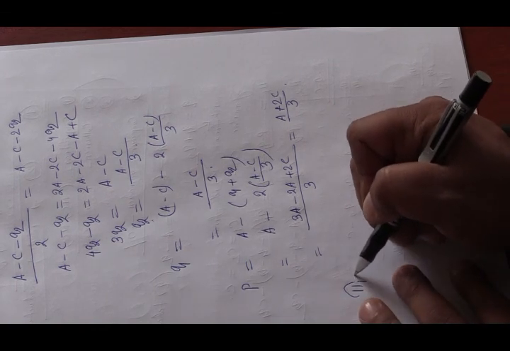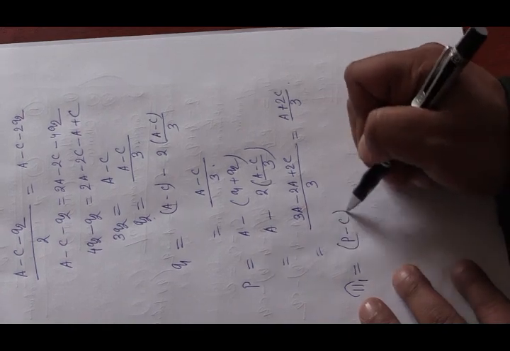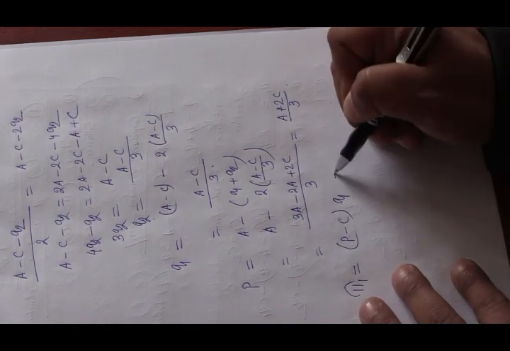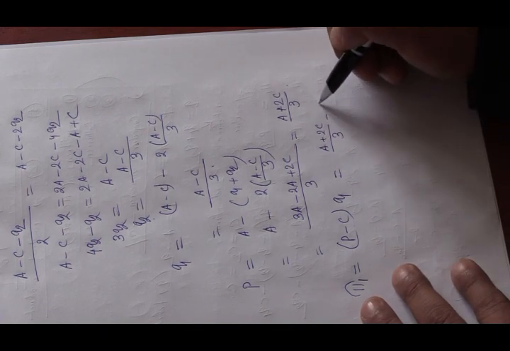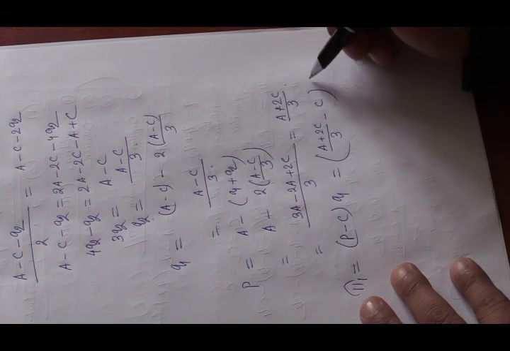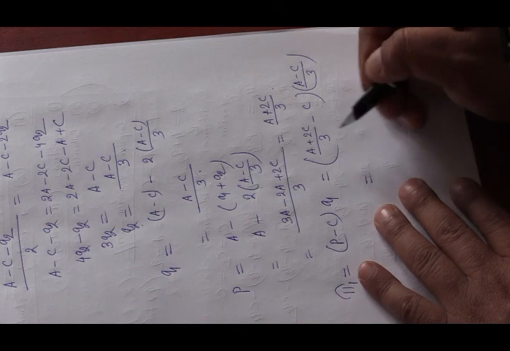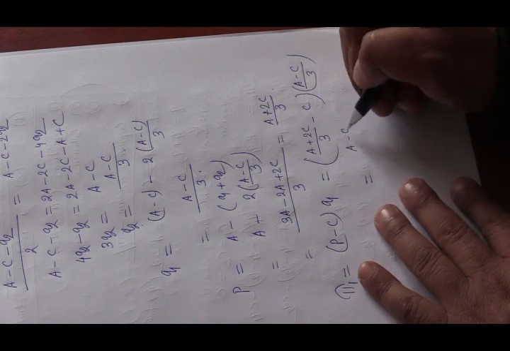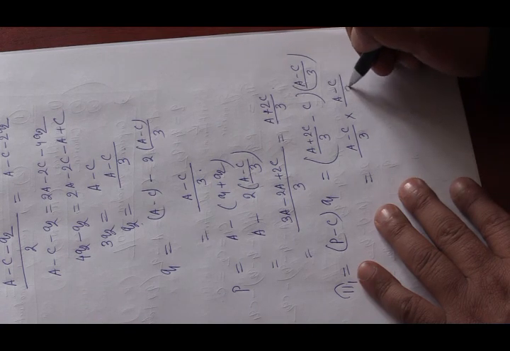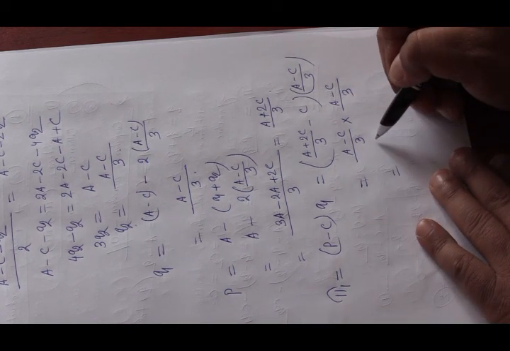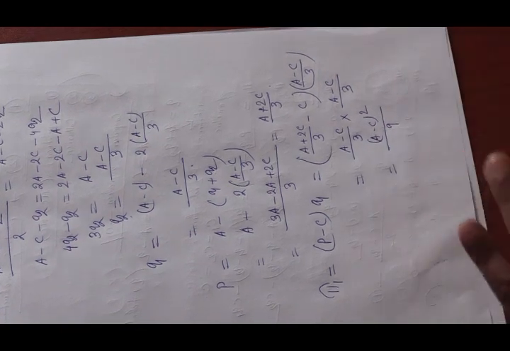So firm 1's profit will be given as (P minus C) multiplied by Q1. So ((A plus 2C) by 3 minus C) multiplied by (A minus C) divided by 3. So it will be equal to (A minus C) by 3 multiplied by (A minus C) by 3. So it will be (A minus C) whole square divided by 9.